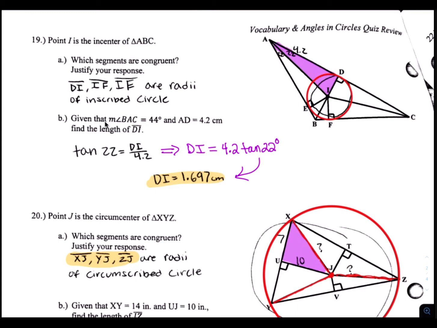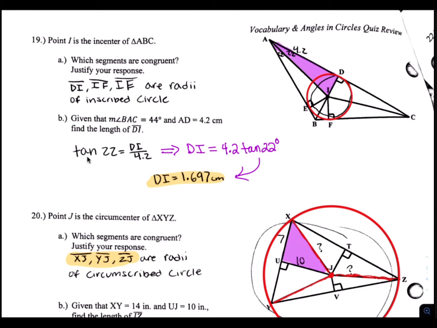All right, in B it says, given that the measure of angle BAC is 44 degrees and that AD is 4.2 centimeters, find the length of DI. Well, DI is this radius here, but it is also opposite of this angle. Now this angle happens to be 22 degrees, and we get that because this angle is half of angle BAC, which was 44. So half of 44 is 22. Now the side across from 22 is DI, which is the opposite side. The 4.2 is the adjacent side.